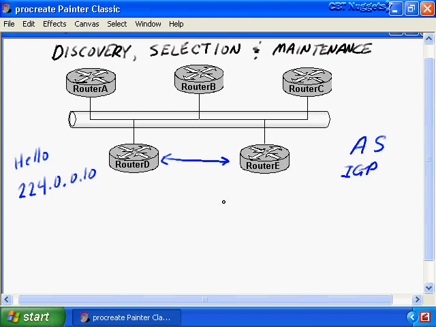Now the actual hello packet interval depends on the type of media being used. But if you're on Ethernet, token ring, fiber, or a faster WAN link, a hello packet's going to be sent every 5 seconds.